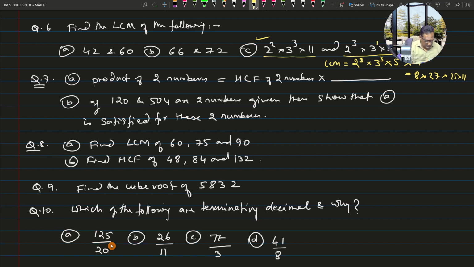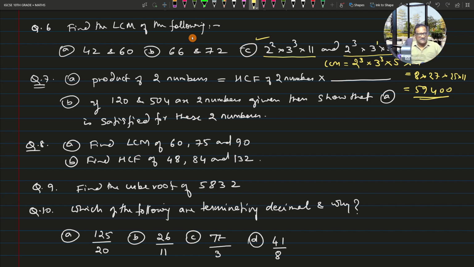So 8 into 27 into 25 into 11 is equal to 59400. This works out to 59400, and this is the LCM of these two numbers, which are given in prime factor form. So this is how you do the LCM part of this question.